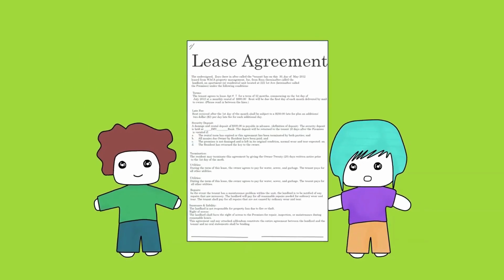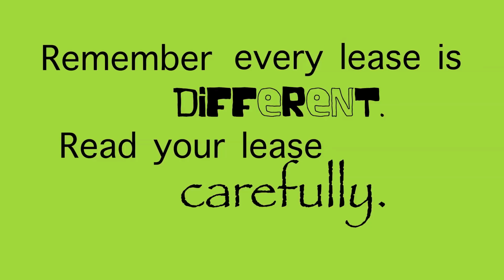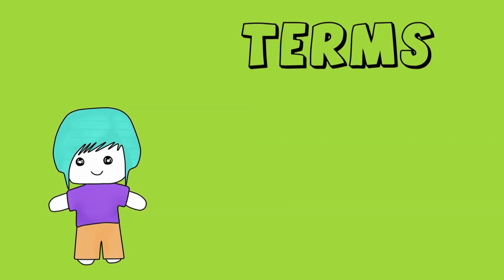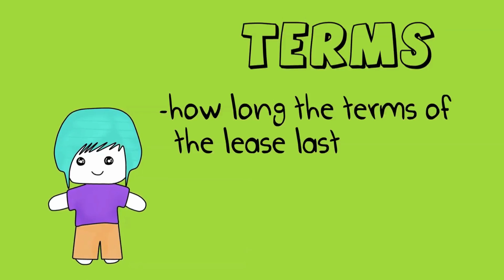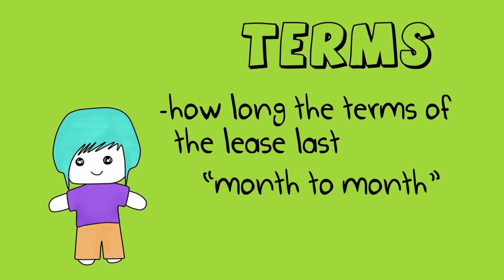Here are some example sections that are typically in a lease. Remember, every lease is different. Read your lease carefully. Terms. In the lease, it should say how long the terms of the lease last. The lease can also be a month-to-month lease. That means that either the tenant or the landlord can cancel the lease if they give you the proper notice.